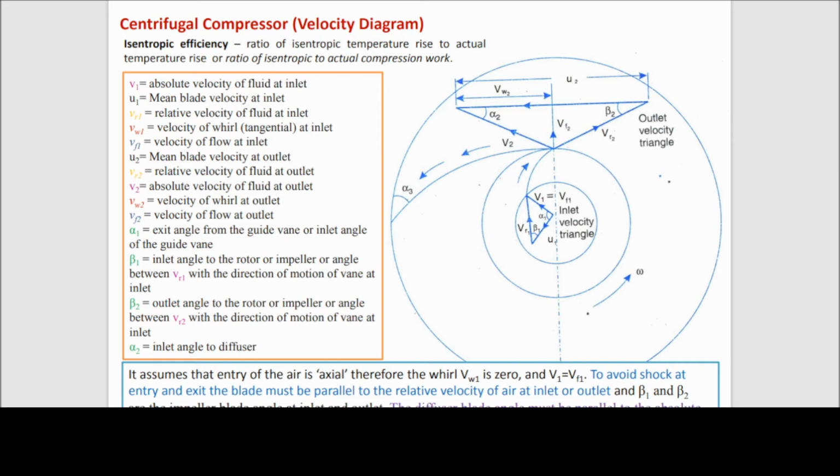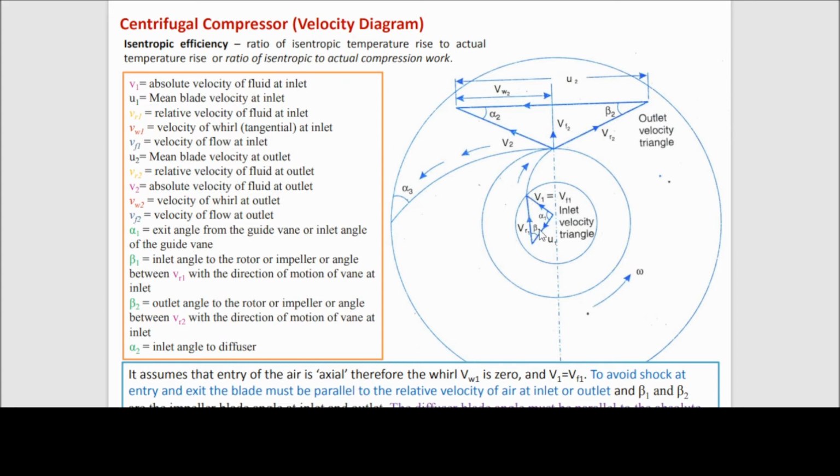So I can write u1 plus Vr1 is equal to V1, the closing vector. That means Vr1 is equal to V1 minus u1. Okay, so this is how you have to draw the velocity triangle. And in the outermost part you can see this is the absolute velocity, and this is actually the blade angle.